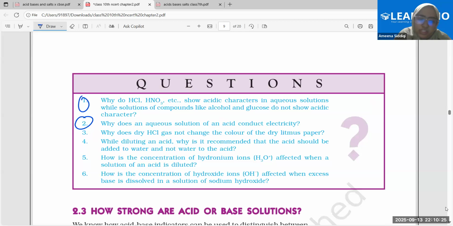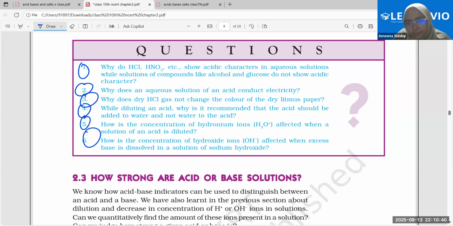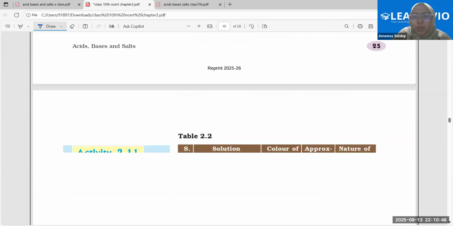Already discussed all of these questions. Any problem? Quickly go through these. Any problem in any of these? Any problem in the pH part, bachcho?